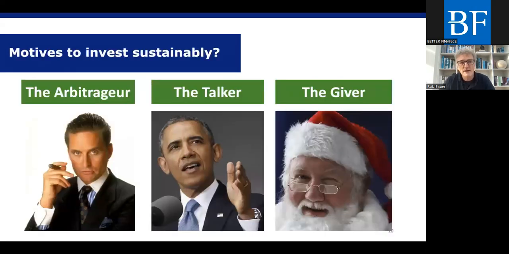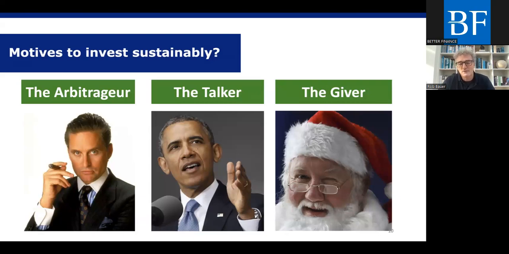So what are then the motives to invest sustainably? An article by Arno Riedel and my colleague Paul Smeets, who's now working in Amsterdam but was also part of this project. Before we actually started the project, he already investigated this among clients of a mutual fund organization, in this case Robeco. So upfront, the idea was people might have the motivation to get better returns, the arbitrageur depicted by Michael Douglas over here.